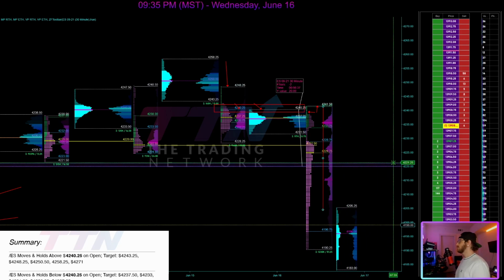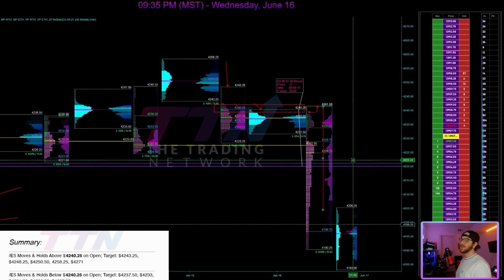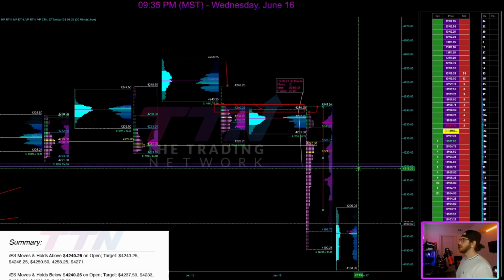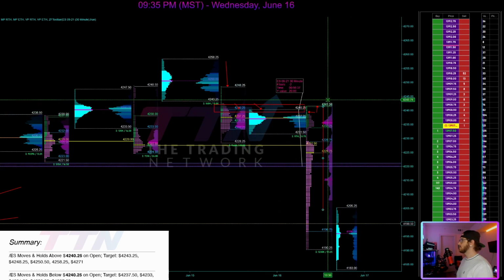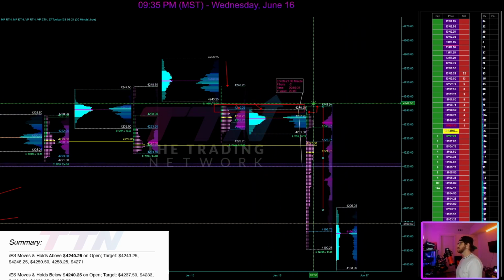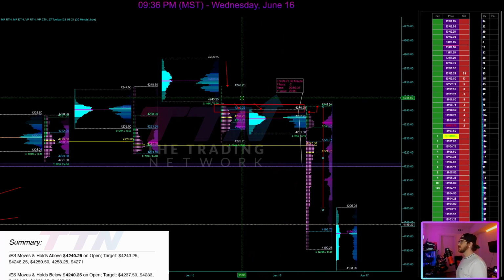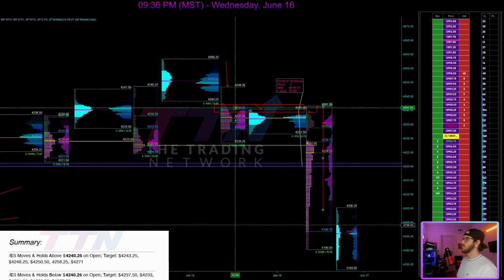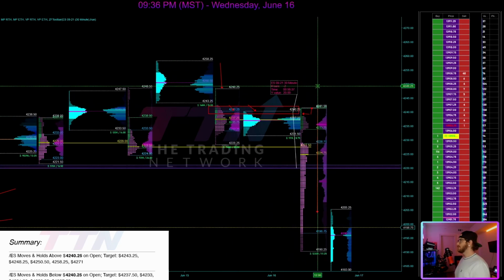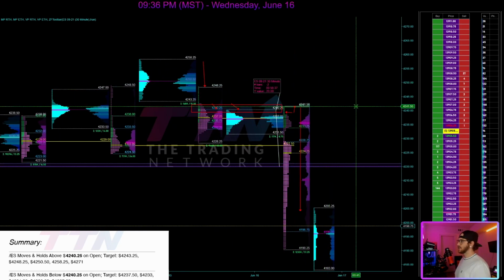Could be a good area for a short if price action is showing us rejection. But if we get back above, then I will indeed look for a move back into these highs from today, the overnight session, and the value area high from yesterday. Now, with that little tangent discussed, let's get into the actual targets.